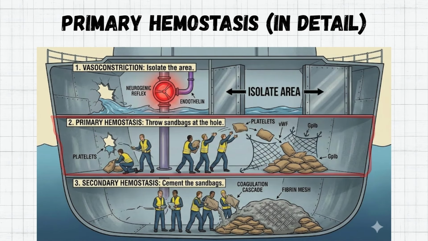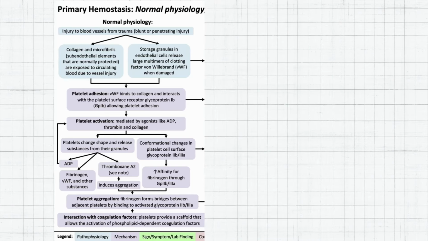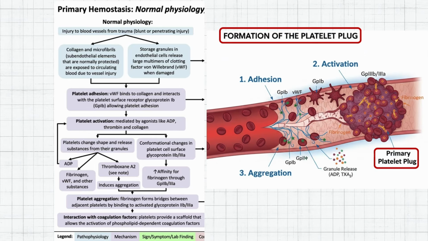Let's break down primary hemostasis. When we talk about primary hemostasis, I want you to think of one phrase: the platelet plug. This isn't the hard fibrin clot yet. That's secondary hemostasis. This is the initial rapid response to injury. We are going to cover the normal physiology, the specific receptor defects that cause famous diseases, and exactly what clinical signs you'll see in a patient. Let's dive in. Normal physiology.